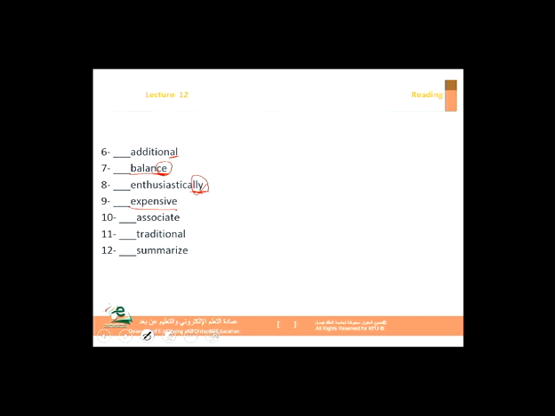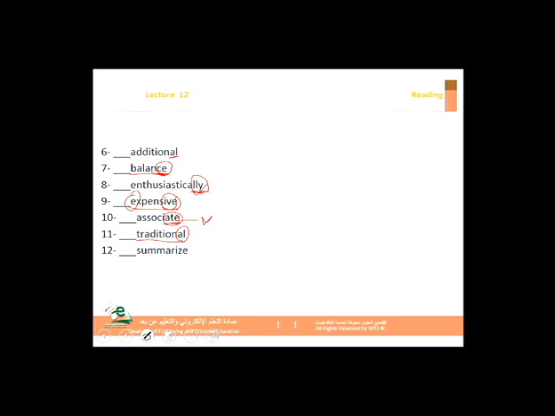Expensive. Again, think of prefixes as you read. Think of prefixes and suffixes. In this case, this IVE tells me that it's an adjective. Associate tells me it's a verb. ATE here means verb. All right?